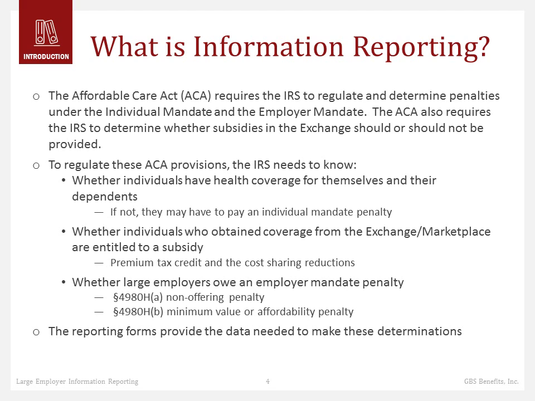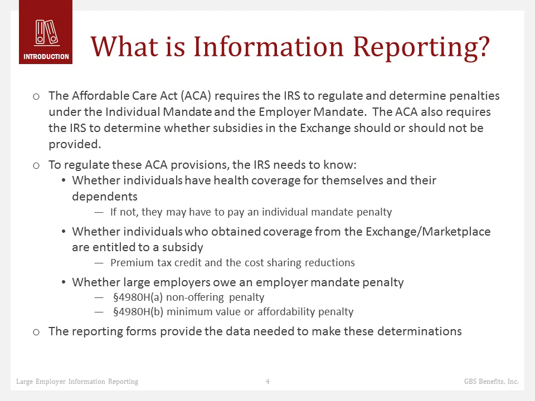So to regulate these provisions, the IRS needs to know whether individuals have health coverage for themselves and their dependents. If they don't, they may have to pay an individual mandate penalty. They also need to know whether individuals who obtain coverage in the exchange and marketplace really should have gotten a subsidy, and if not, they may have to pay that back. And whether large employers owe an employer mandate or employer shared responsibility penalty. Those penalties are officially referred to as the 4980H(a) penalty and the 4980H(b) penalty. I refer to them as the non-offering penalty and the minimum value or affordability penalty.